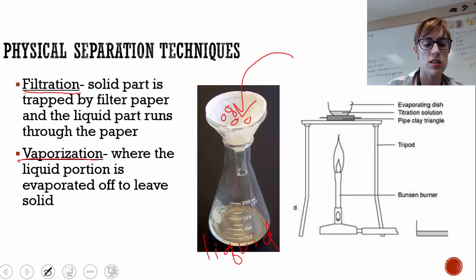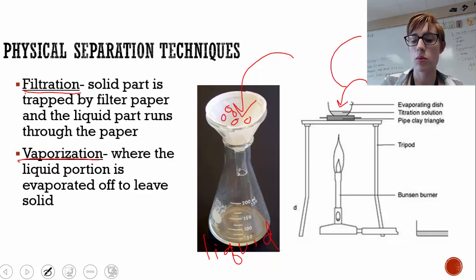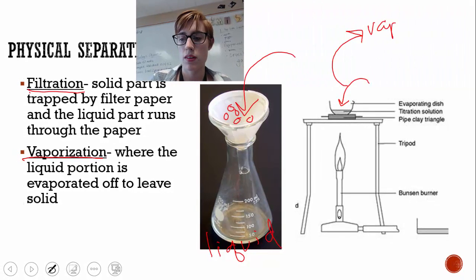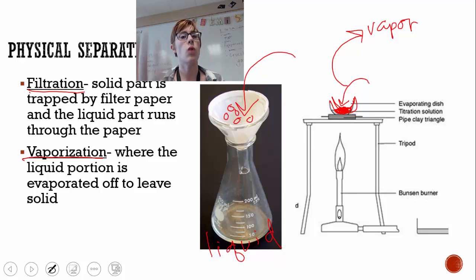So you can do a system called vaporization. What that does is you put the liquid in here and the salt in here, and guess what happens to the liquid? The liquid will boil off as vapor. And what will be left in the bowl? It'll be the solid, right? So the salt can be left in the bowl and the water can evaporate. So this is one way to separate water from salt.